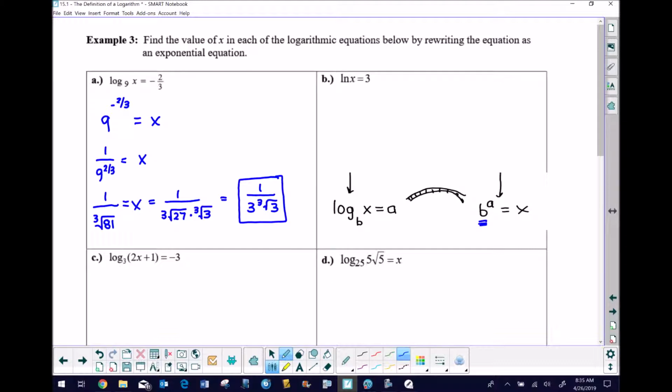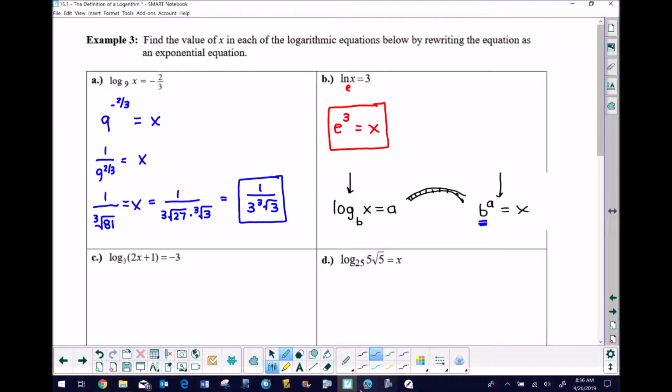Okay? We can do the same thing for natural log equations. So for example B, we have to keep in mind that the base is now e. There's like an invisible e right there. So if I cross the bridge, I have e to the third equal to x. And the good news about that is we are done, because you can't really do much with e to the third power. I don't really care that we type that into the calculator.